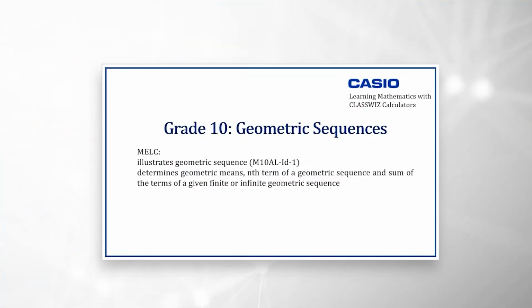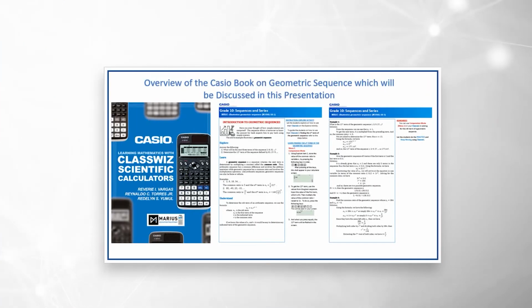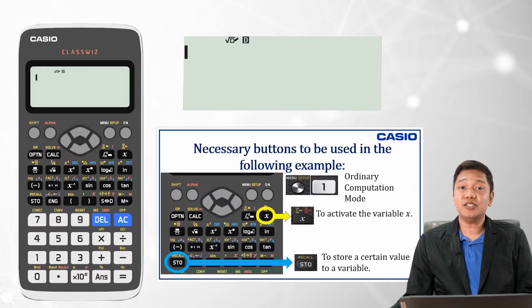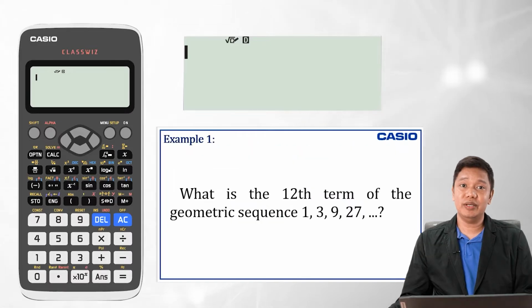In this video, we will explore how we can use the Classwiz calculator in learning and teaching geometric sequences. The examples and steps to be discussed in this presentation are also indicated in the Casio book on geometric sequences. The Casio emulator is a great tool for teachers to simulate the process of learning and computation in class. In this lesson, we will be exploring menu 1, which is the calculate mode, as we learn and teach geometric sequences. To start with, let us have this example number 1.